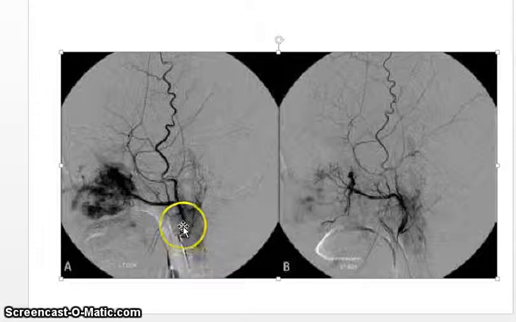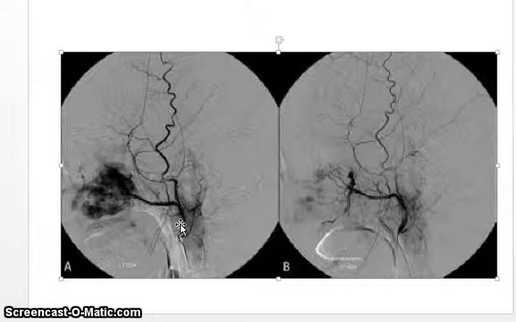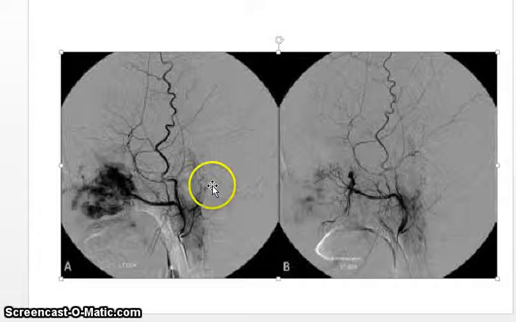So they can do that embolization procedure for many different reasons. For an aneurysm, to prevent it from rupturing. They can do it for an artery that already has ruptured. They can do it for an AVM, which is an arteriovenous malformation, or they could do it for a fistula, which is an abnormal communication between the artery and vein.